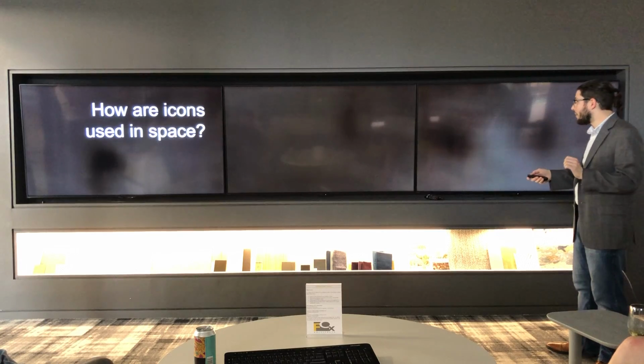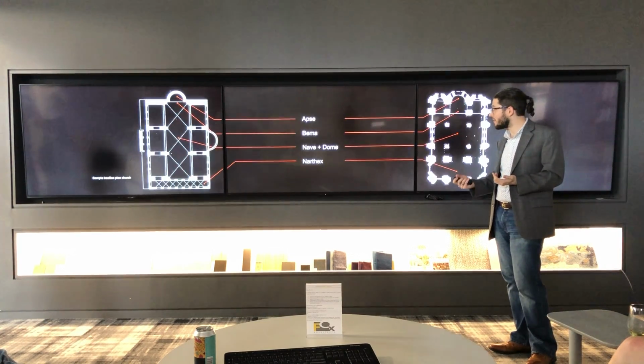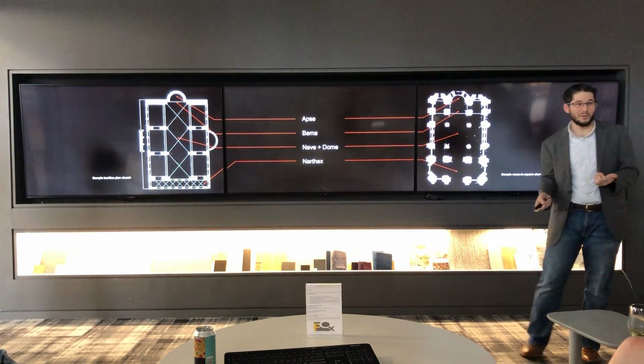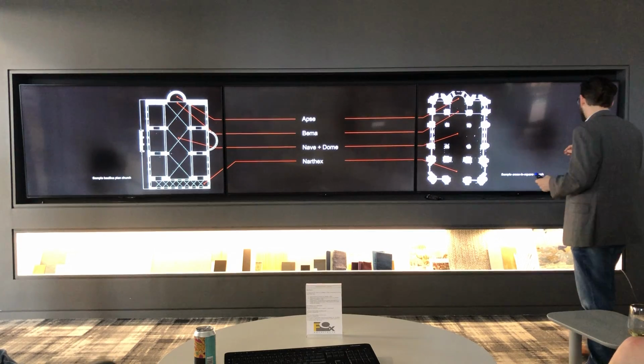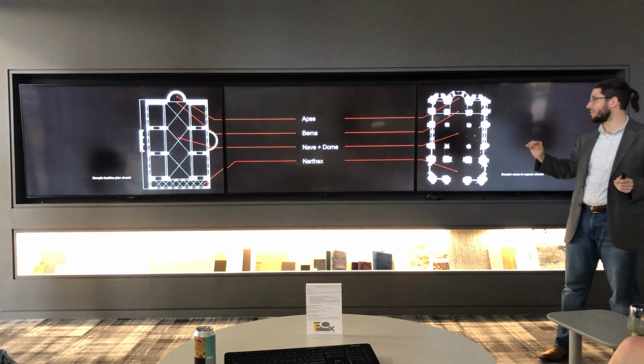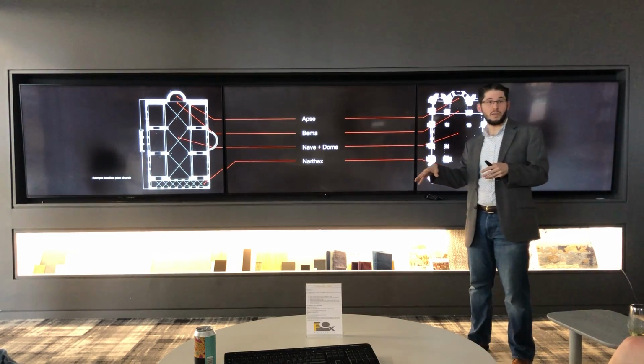Okay, so we're going to talk now about how these are actually incorporated into the space. This is the part where I said if you've taken architectural history, you're going to roll your eyes. I think most of us remember, if we studied this in school, that there are two basic plans of churches that you see.